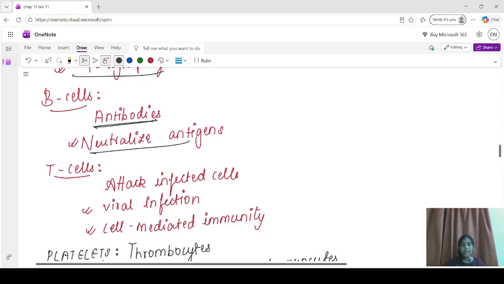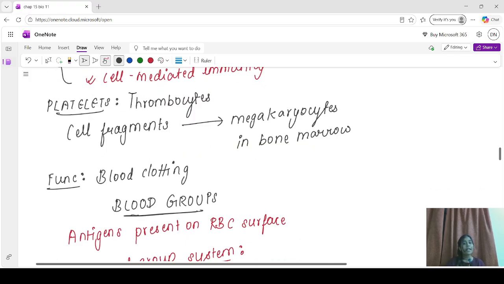So what are T cells? T cells attack the infected cells, and they are very important in viral infection and cell mediated immunity. Now, what is the scientific name of the platelets? That is thrombocytes. Actually, platelets are cell fragments, okay? And these cell fragments are produced from the megakaryocytes in bone marrow.